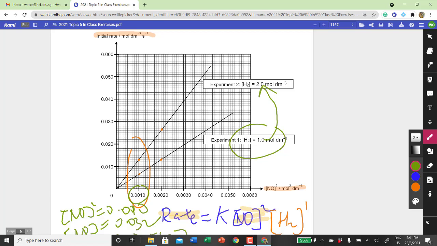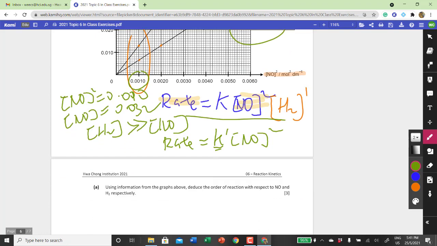And then as you double the concentration of H2 from 1.0 to 2.0, you realize that the gradient doubles. You can actually measure the gradient, the slope, of these two graphs. So the doubling in the gradient tells you that the order of reaction with respect to H2 is 1.